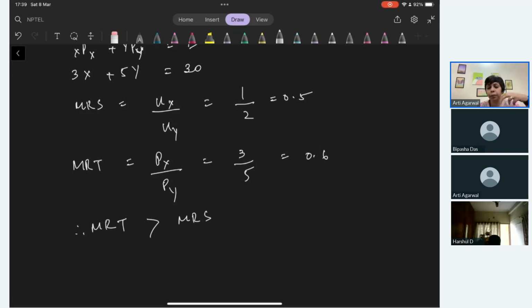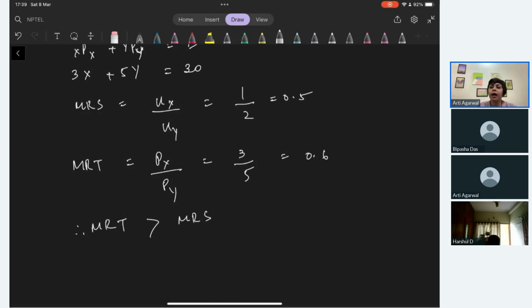That is what we're trying to compare. Like what we call bang for the buck, right? UX, how marginal utility per price of the good, of both the goods: marginal utility of X per price of X, marginal utility of Y per price of Y, which is better for him. So in this case, we see that the marginal utility of Y per price of Y is better, because PX by PY is 0.6, whereas UX by UY is 0.5.